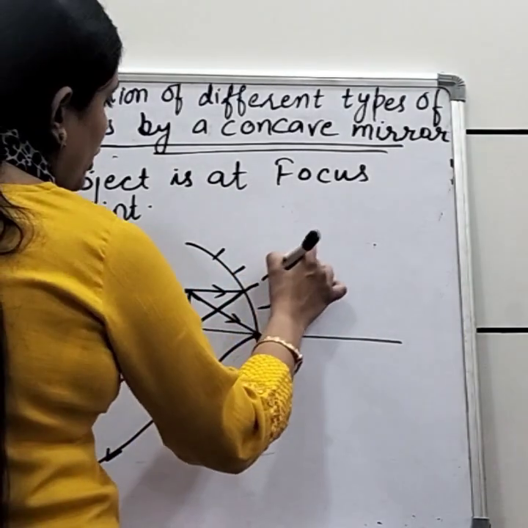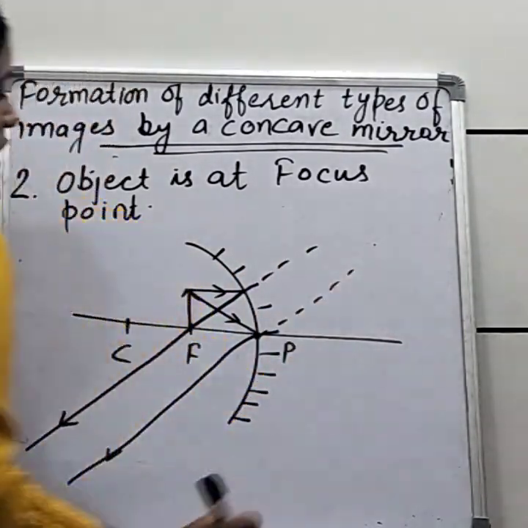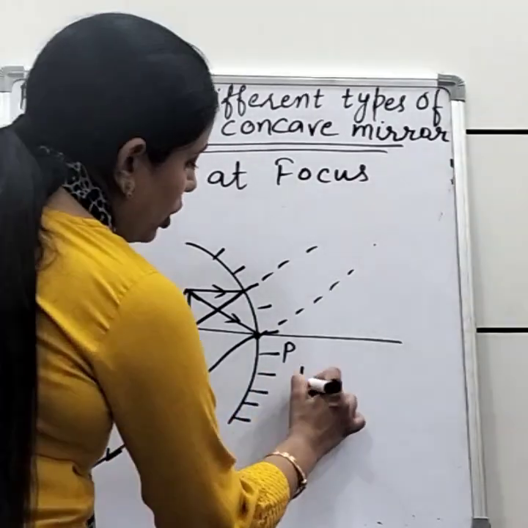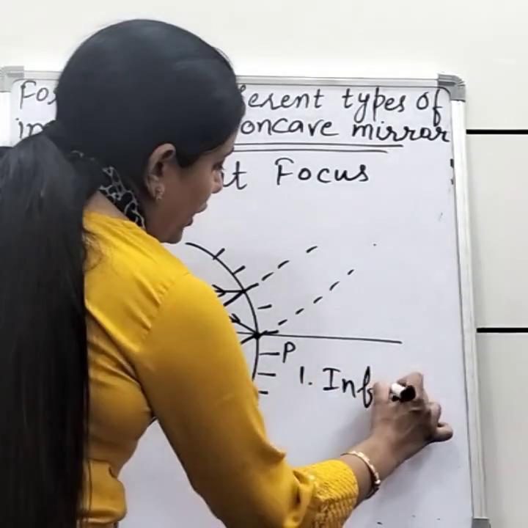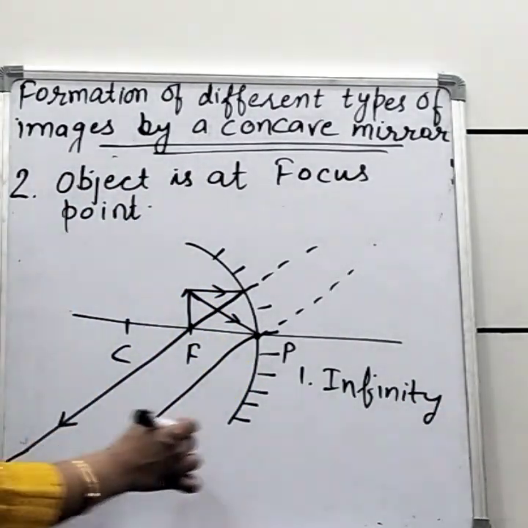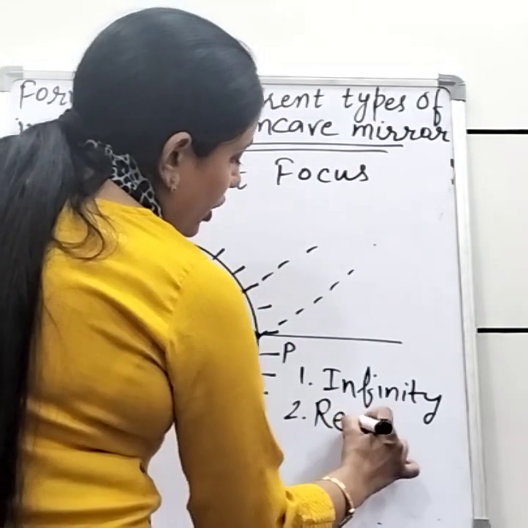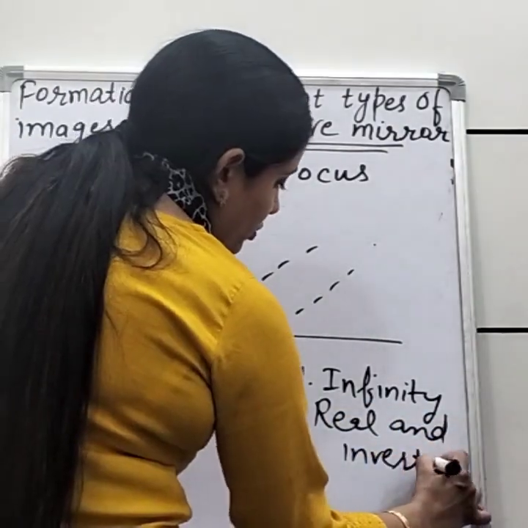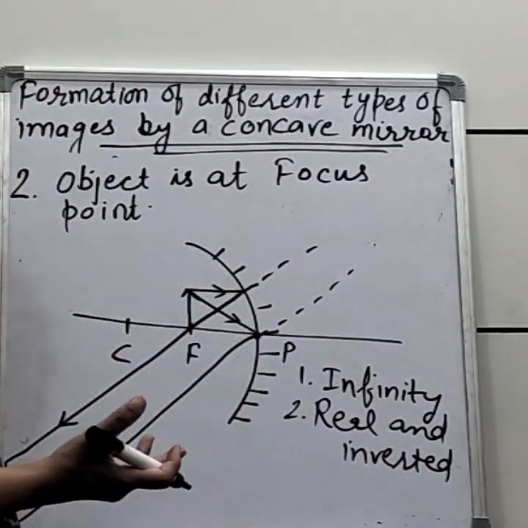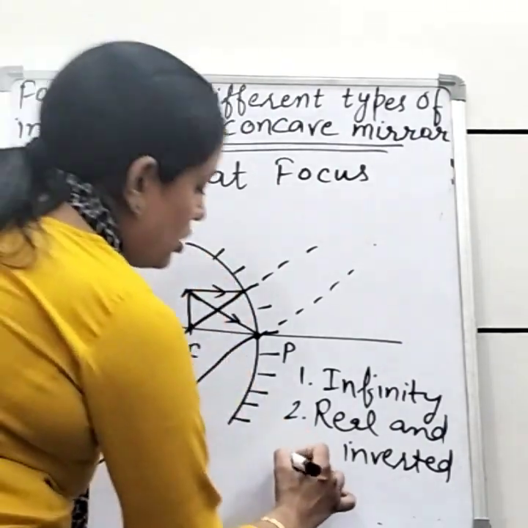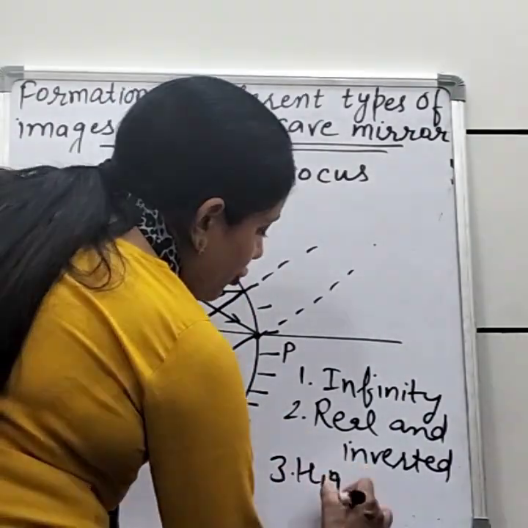If we extend these two radiations, being parallel to each other, they do not meet at any point. So we say that they will meet at infinity. So the image is formed at infinity. Second, real and inverted. And we know that infinity is very far, so the image size is very enlarged. It will be highly magnified.